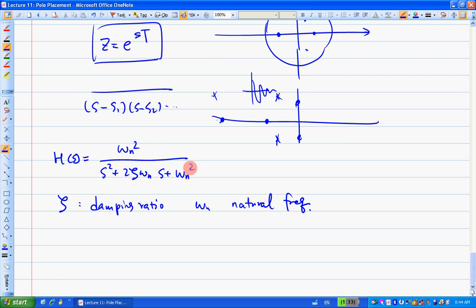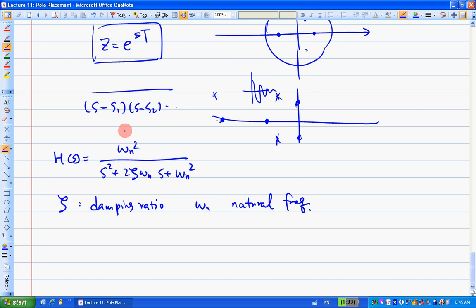But in a lot of systems, you can partition the system into second order parts. If it's a third order, you can partition it into a second order multiplied by a first order. If it's a fourth order, you can have two second order systems multiplied together. So the second order system is a very fundamental system to study, particularly its response.